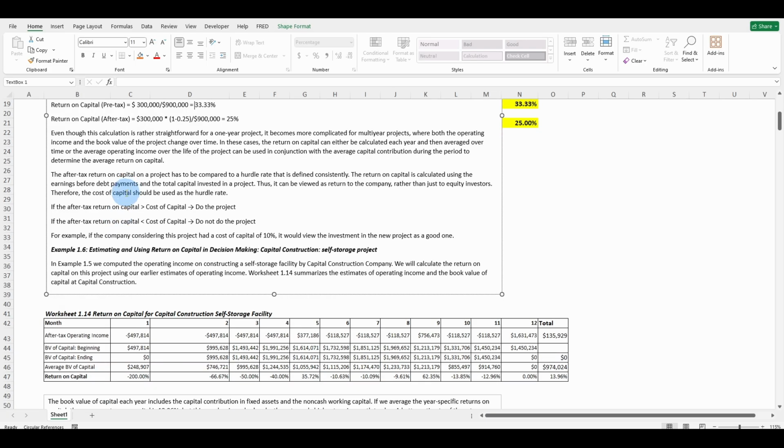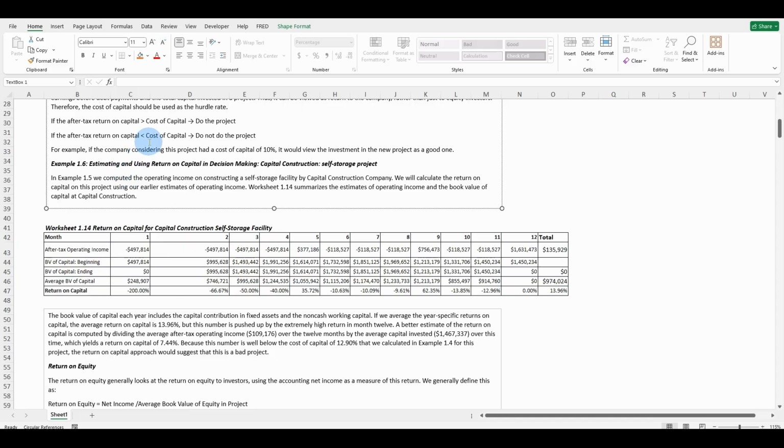The after-tax return on capital on a project has to be compared to a hurdle rate that is defined consistently. The return on capital is calculated using the earnings before debt payments and the total capital invested in a project. Thus, it can be viewed as a return to the company rather than just to equity investors. Therefore, the cost of capital should be used as the hurdle rate. If the after-tax return on capital is greater than the cost of capital, do the project. If the after-tax return on capital is less than the cost of capital, don't do the project.